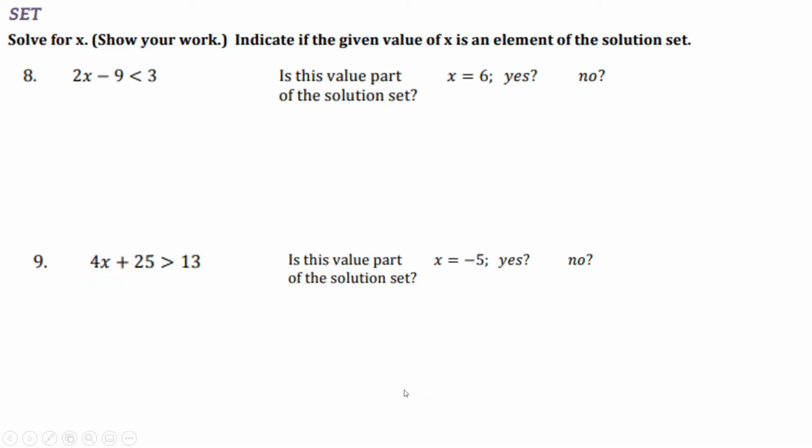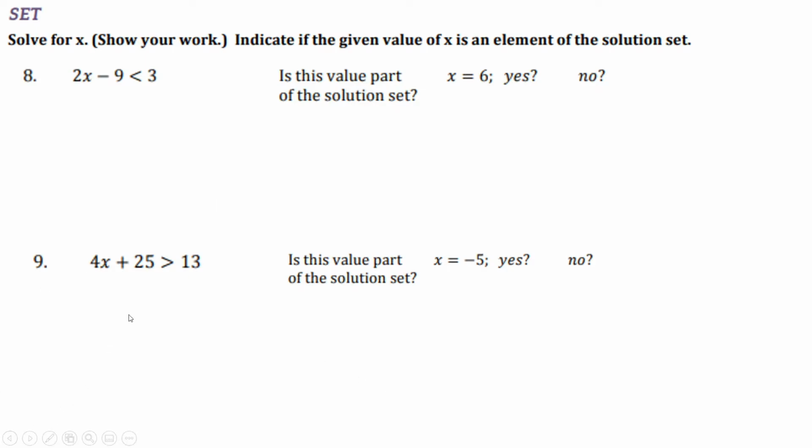Okay, now to the set. All right, we're just going to solve some inequalities, and then we're going to check to see if a given number is a solution. So solve for x, show your work, indicate if the given value of x is an element of the solution set.